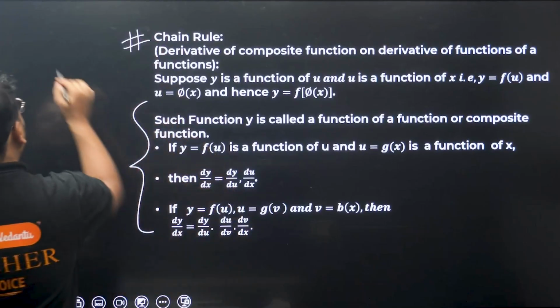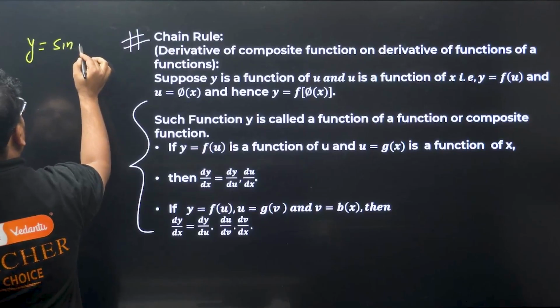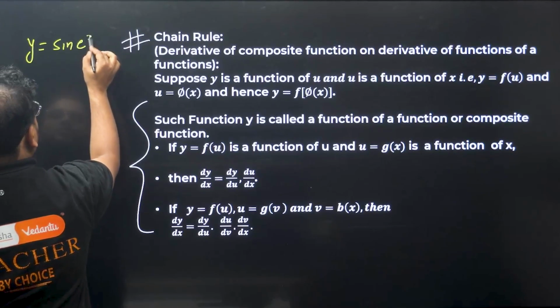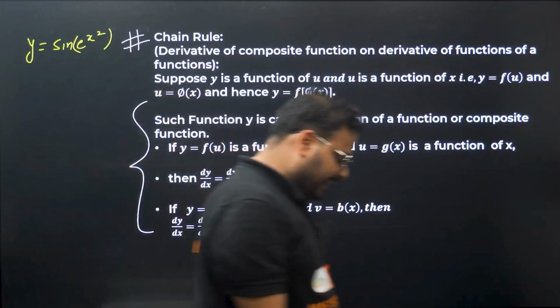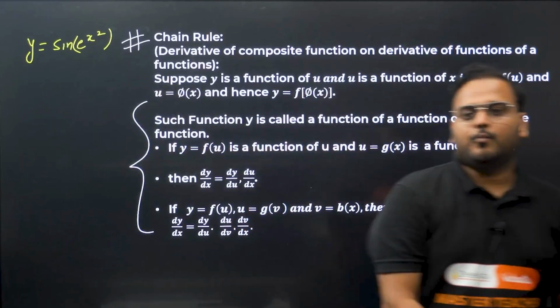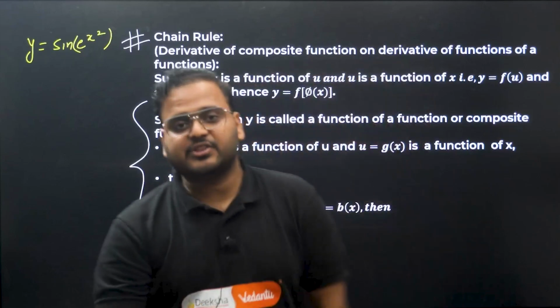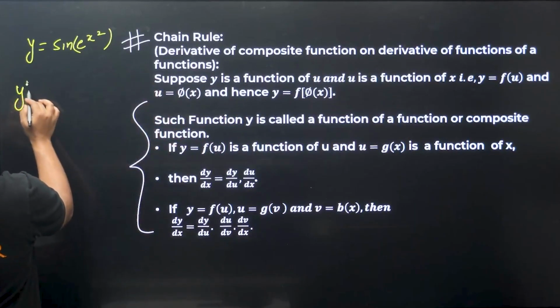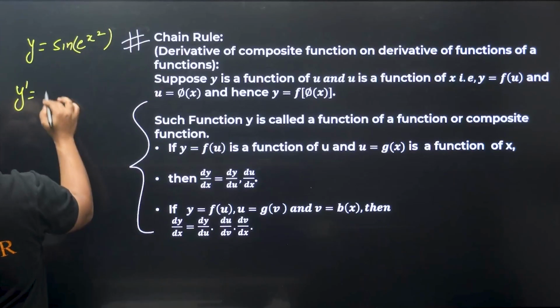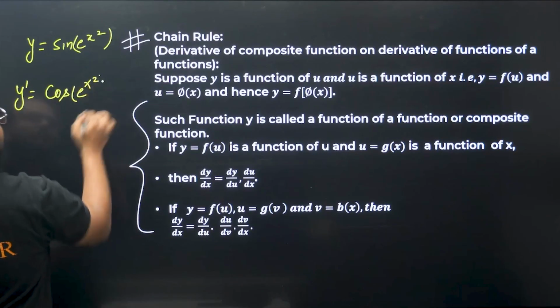But let's say I have a question, y equals sine of e power x square. The question is y equals sine e power x square. The derivative rule states that you have to differentiate the first function, the outside one, and keep the rest like this. y dash will be given by differentiating sine. Sine becomes what? Cos. So cos of e power x square.